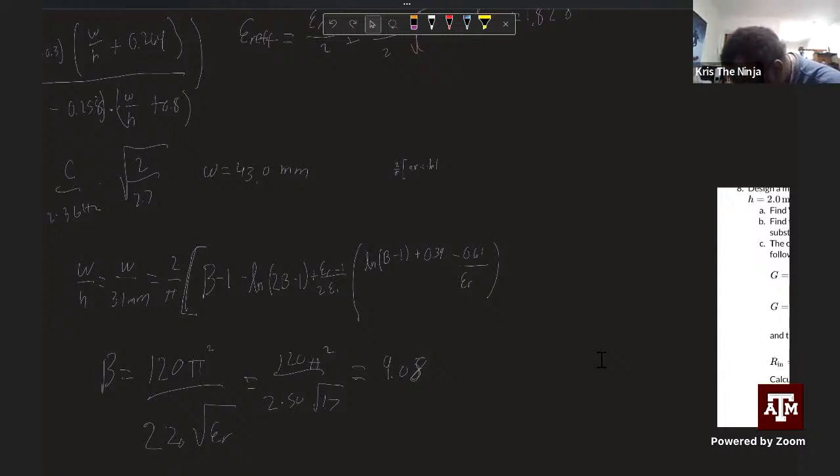18.16 minus 1 plus 0.7 over 2.4. That's multiplied by natural log 9.08 minus 1 plus 0.39 minus 0.61 over 1.7. Long freaking problem.